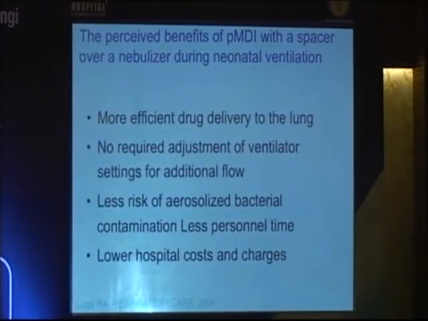So the benefits of using a pressurized metered-dose inhaler with a spacer are that you get more efficient drug delivery. You saw those slides evaluating drug mass delivered to the lung. You don't necessarily have to adjust the ventilator if you put a spacer in series with the inspiratory limb, because you're only delivering that drug during inhalation, right? You wait for that baby to take a breath in, give them the breath, right?